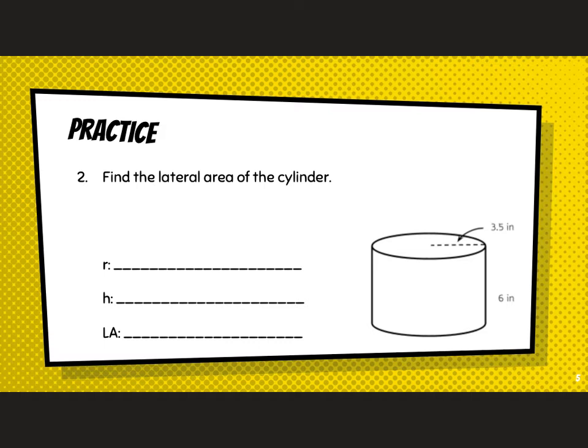Number 2, same deal. We need to figure out what our radius is. And this time it actually gives it to us, right? It's just this little half that goes across there. So I'm just going to label that real quick as 3.5 inches. And then the height, just like it is on all of these, is going to be that side that connects both the bases. So that's 6 inches. We're just going to plug it into the formula. So again, that's 2 pi times 3.5 times 6. Plugging all that in will give me 131.95. So my lateral area, 131.95 inches squared.